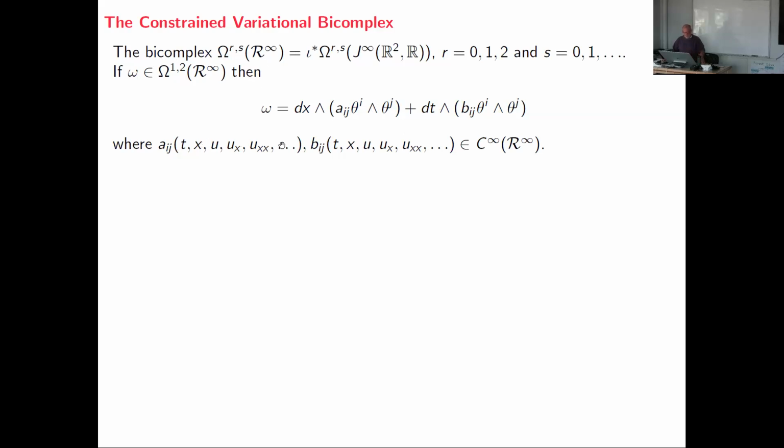And here the coefficients depend, of course, only up to finite jets, but they depend on just t, x, u, and its x derivatives and so on. Okay, so that's what a 1-2 form would look like. And we're going to focus a lot on 1-2 forms anyway. So there they are. Are they sort of clear to everybody?